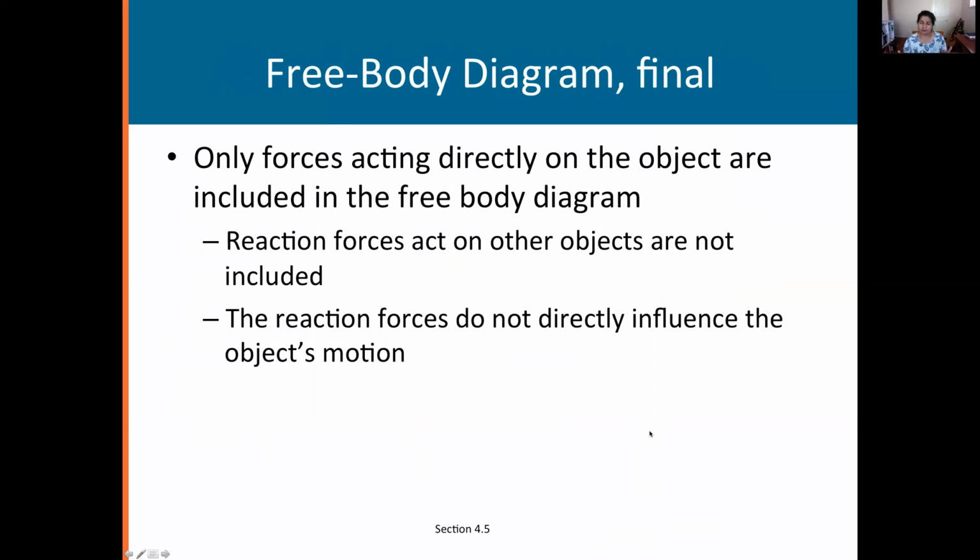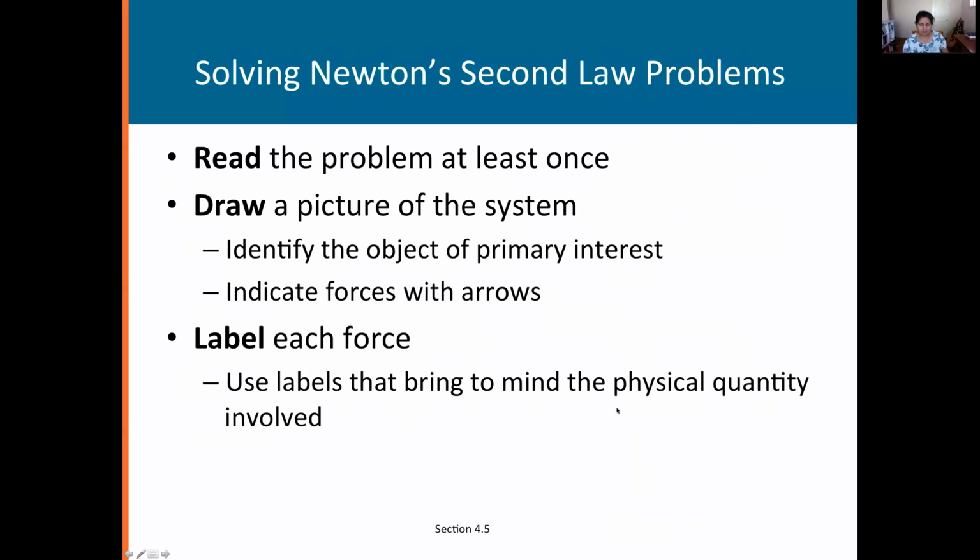In the free body diagram, you want just the forces acting on that object of interest. You don't want to show the reaction forces, because they do not directly influence the object.